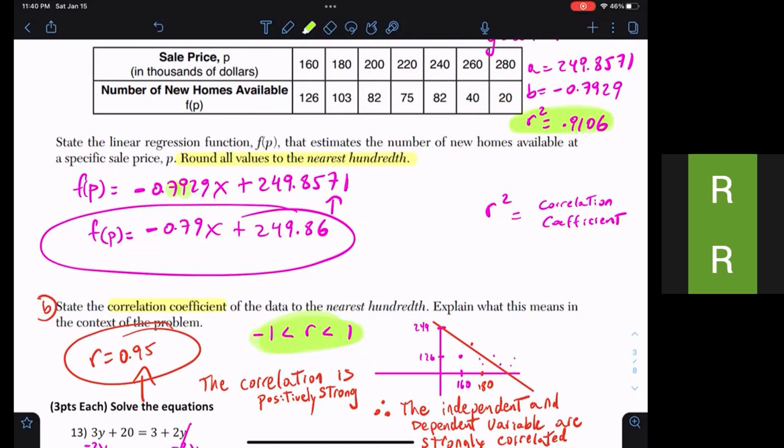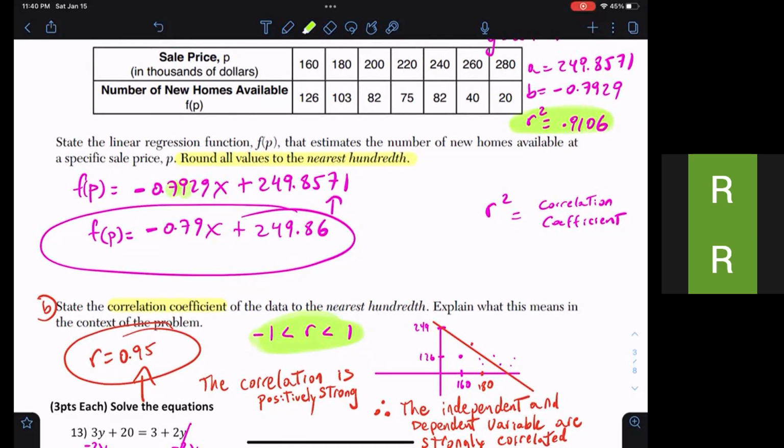Correlation means that as one increases, for example X and Y, or in this case the sales price and the number of new homes, let's say as the sale price increases, the number of new homes available also increases. That will be a positive correlation. Sometimes, as one decreases, the other one decreases too. For our problem, we have 0.91.